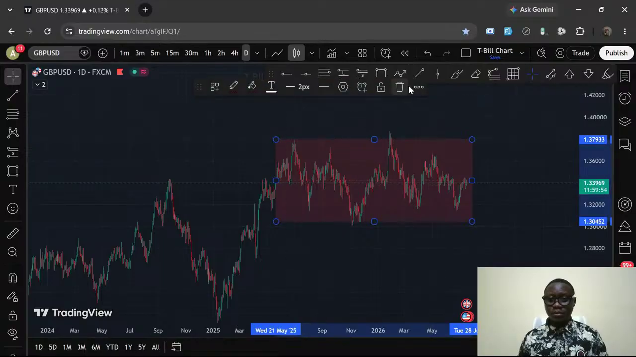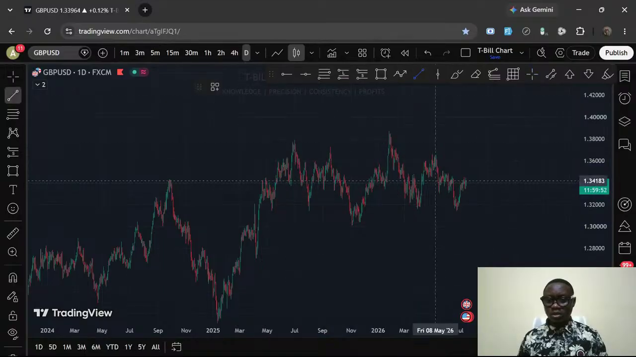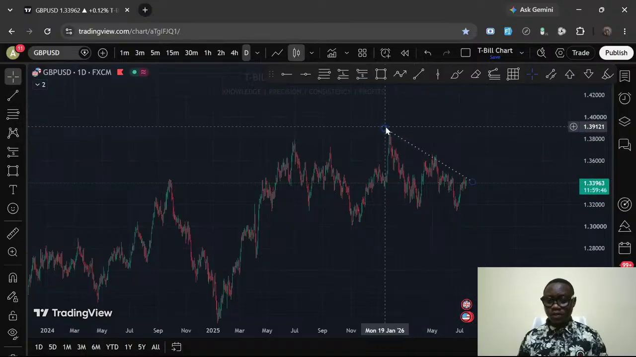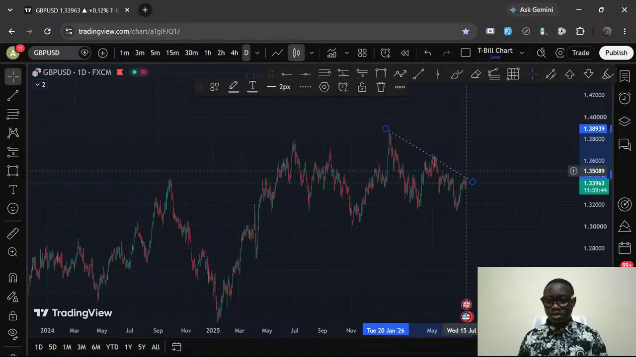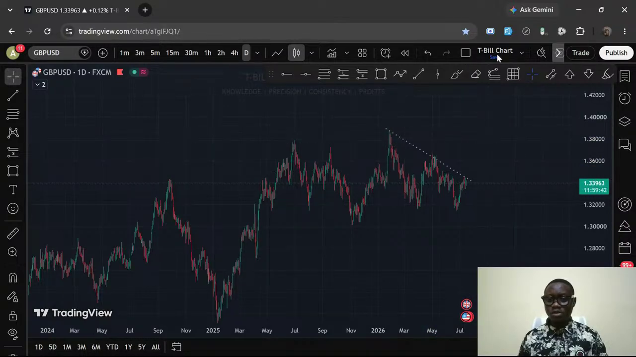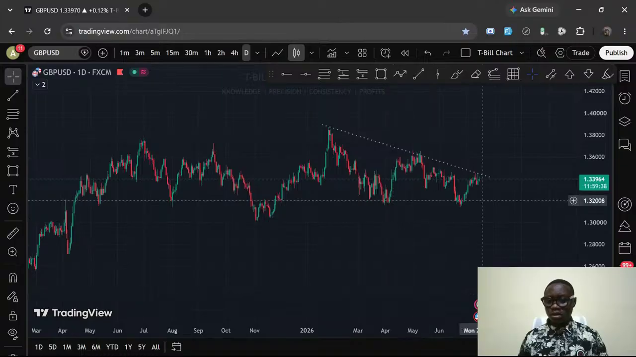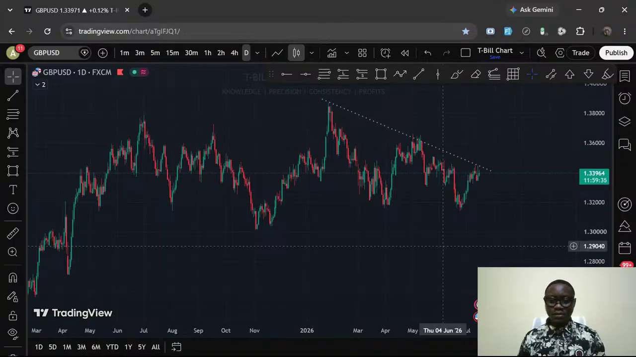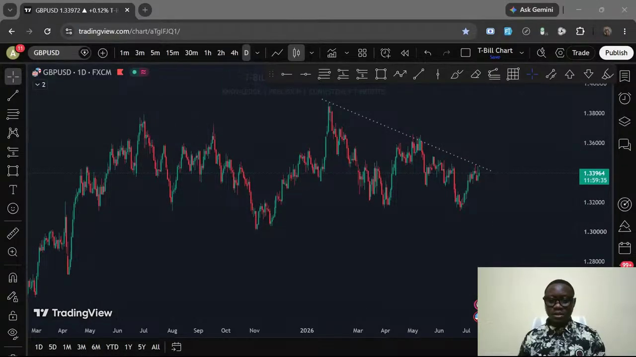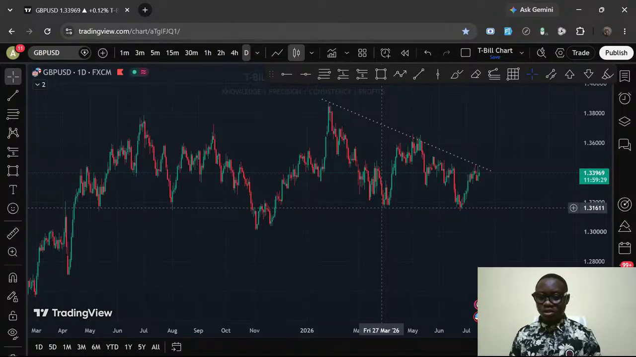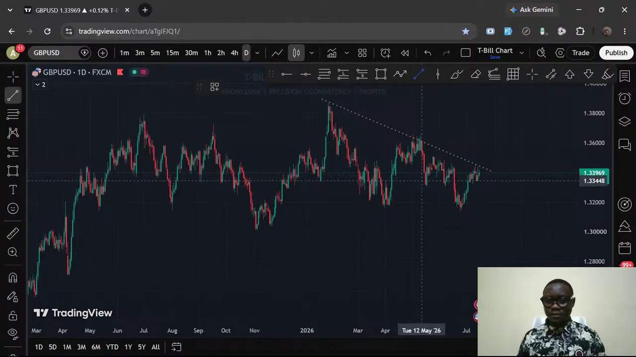sell. Looking at the structure, GBPUSD is bearish. From this structure right here, it's bearish. Then we have this break of structure to the downside right here. Break of structure to the downside.